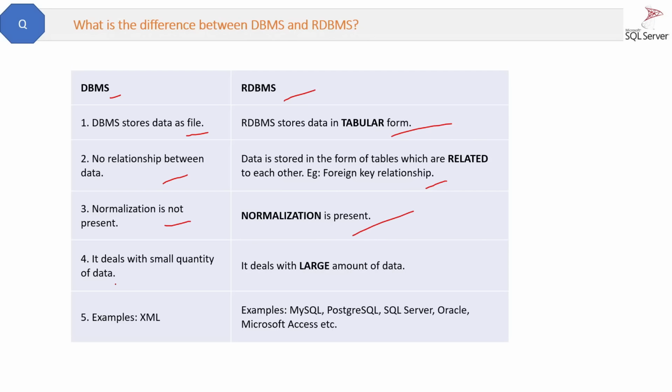Normally, DBMS deals with a small quantity of data, while RDBMS deals with a large amount of data. A normal DBMS example is XML. You can save data in XML format also. RDBMS examples are MySQL, PostgreSQL, SQL Server, Oracle, Microsoft Access, etc. So basically, the databases which we use like SQL Server are Relational Database Management Systems. They are RDBMS.